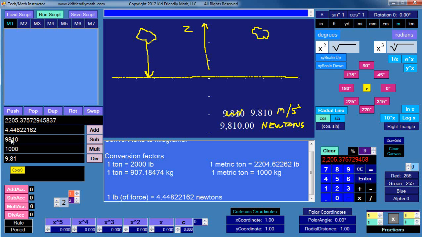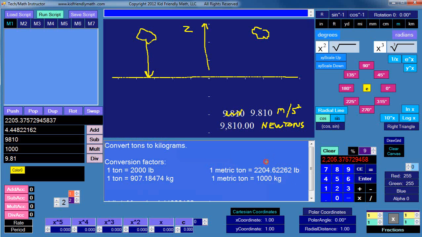So now we have 9,810 newtons divided by 4.448 newtons in 1 pound, and that gives us 2,205. There's some precision missing somewhere, and that's how you end up with 1 ton being equal to this many pounds. So there's no direct conversion like the citation implied.